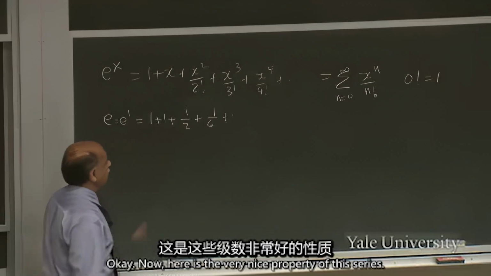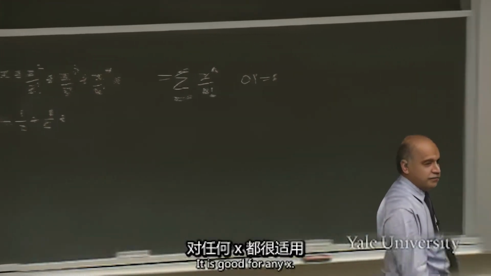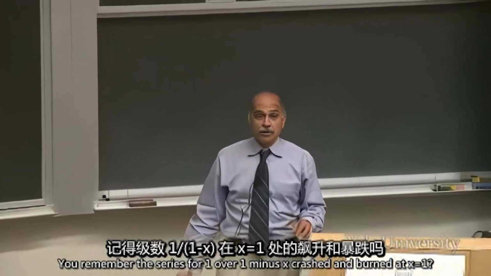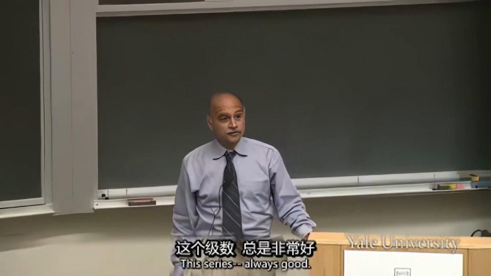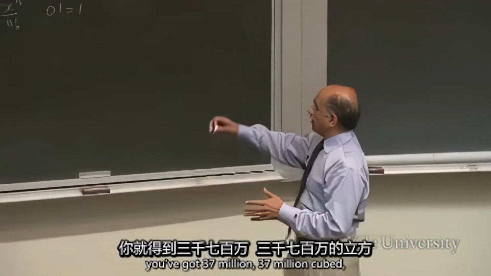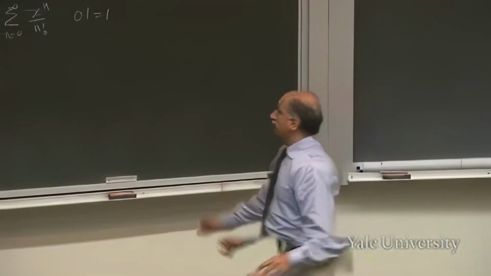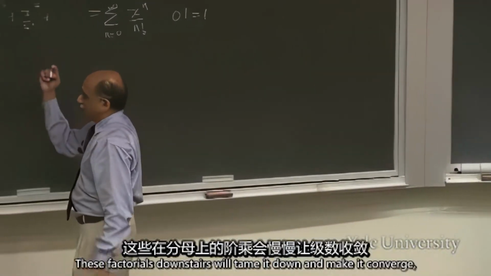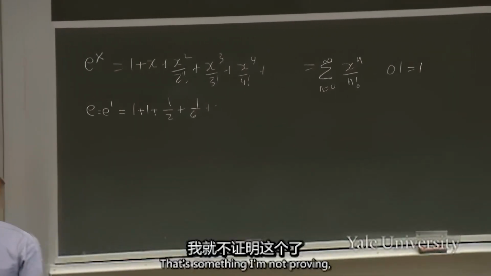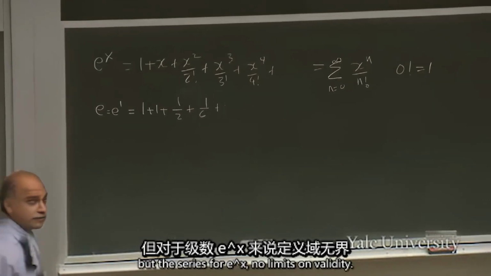Okay. Now, here is the very nice property of this series. It is good for any x. Remember, the series for 1 over 1 minus x crashed and burned at x equal to 1. This series, always good. You put x equal to 37 million, you got 37 million cubed, 37 million to the fourth power. Don't worry. These factorials downstairs will tame it down and make it converge and will give you e to the whatever number I gave you. That's something I'm not proving, but the series for e to the x, no limits on validity.